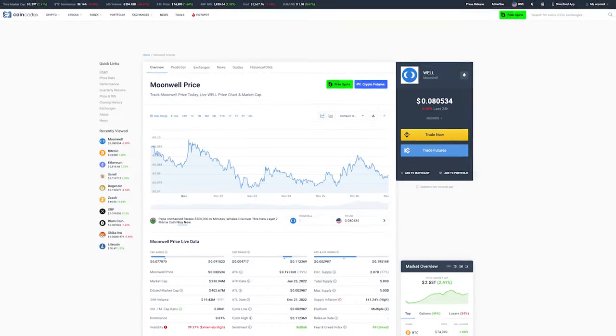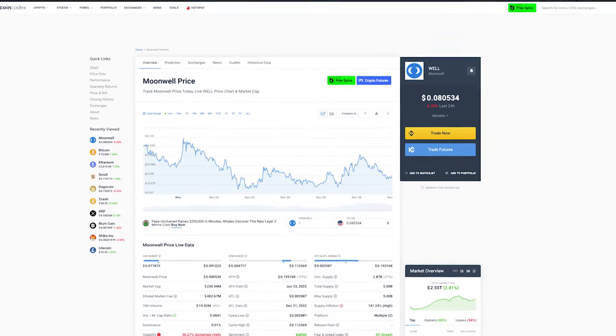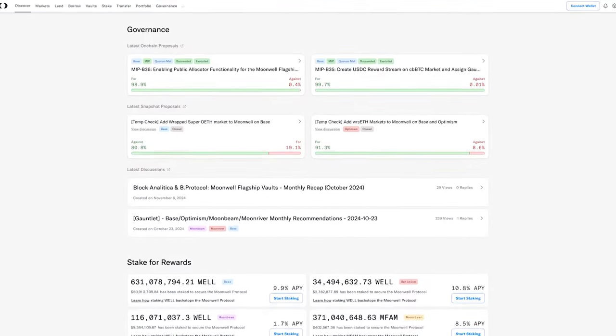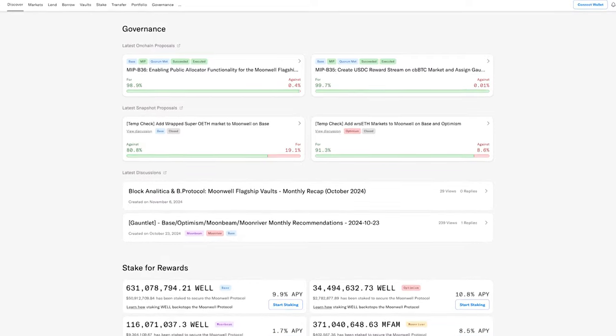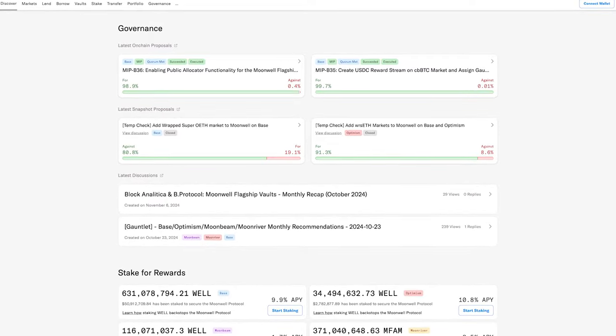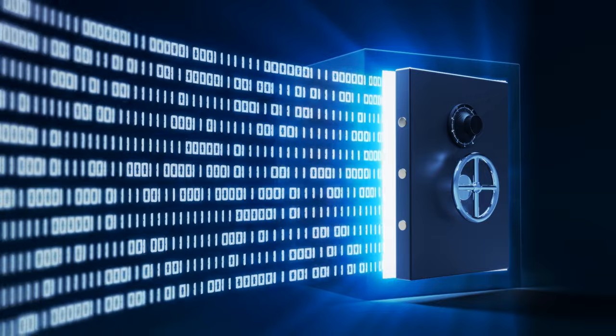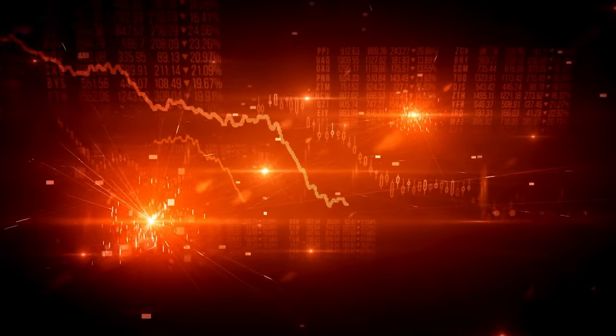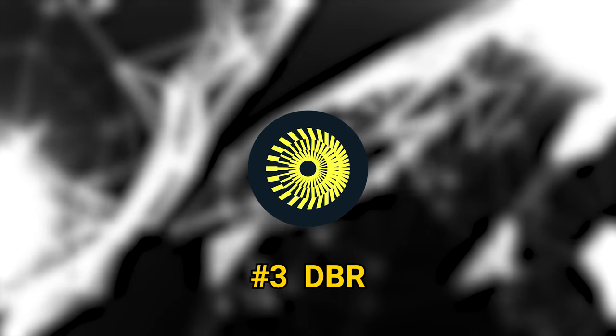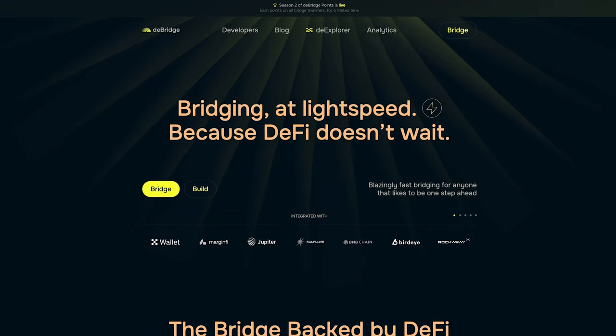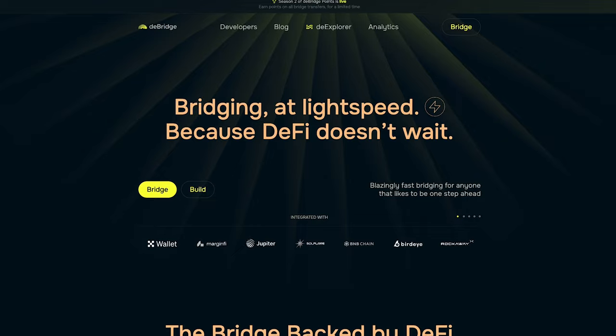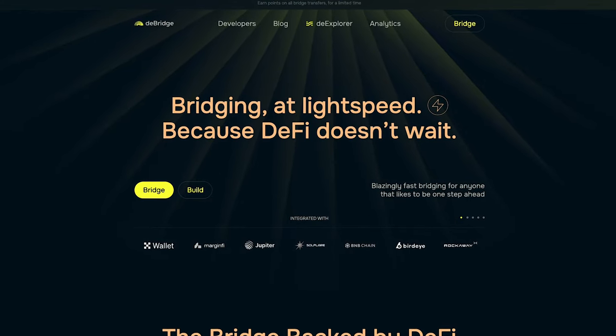Moonwell is currently one of the most popular DeFi apps on the Base blockchain, according to data from DeFi Llama. The Moonwell protocol features the Well Governance token, which holders can use to propose changes to the protocol or vote on changes proposed by others. Well tokens can also be staked in the Moonwell protocol's safety module to help protect the protocol against unexpected losses of capital. Next up, we're featuring deBridge, which is a decentralized protocol that enables interoperability between different blockchain networks.